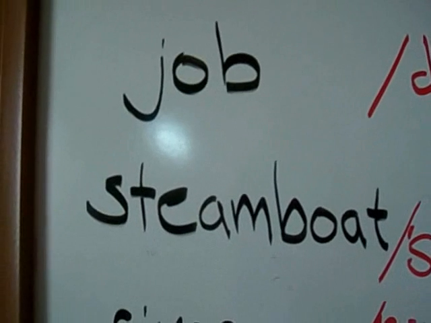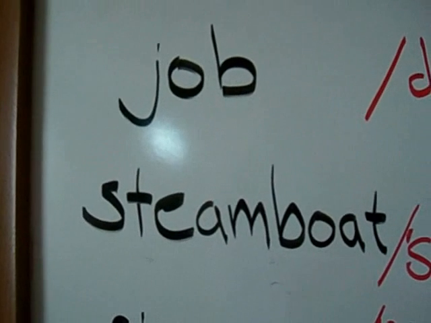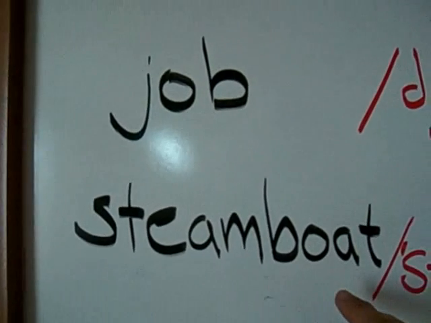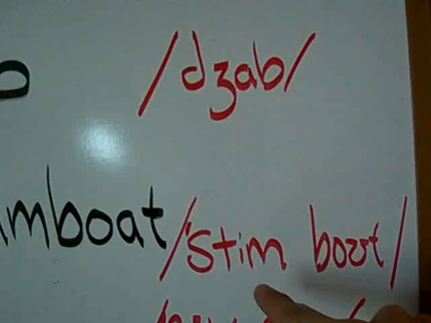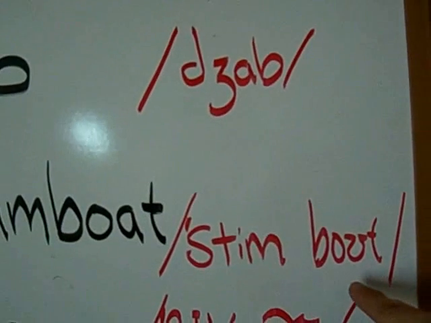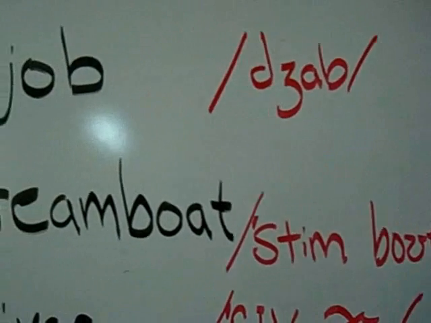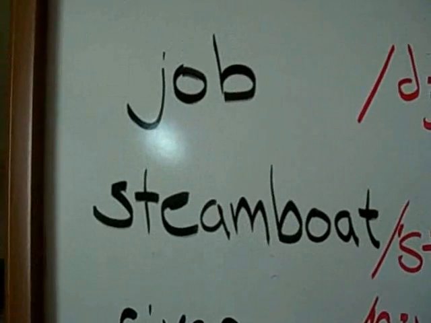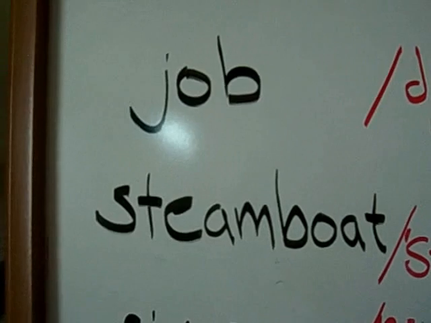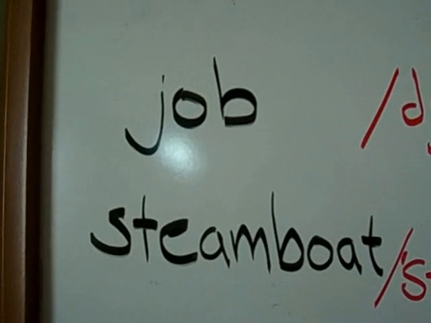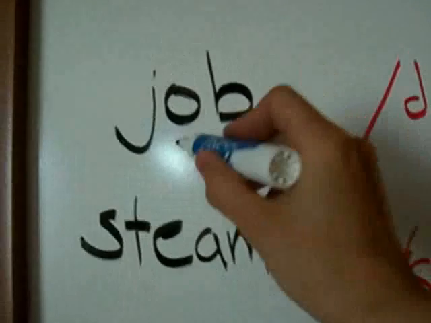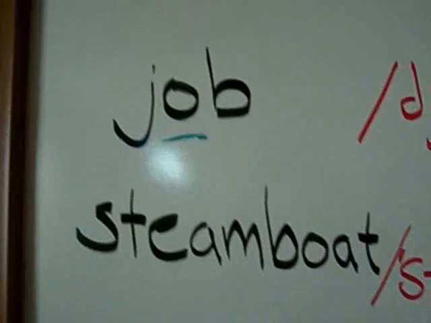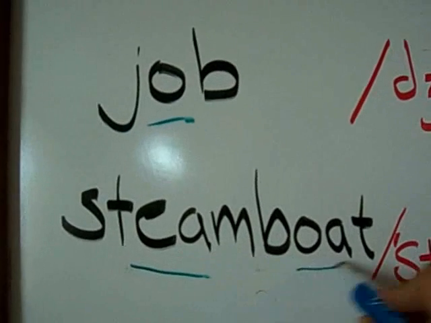Next word, steamboat. How many vowel sounds? E, O. In phonetic transcriptions, E, O. So we have two syllables. Two vowel sounds, two syllables. These first two words remind you that a vowel sound can be spelled with one letter or sometimes spelled with two.